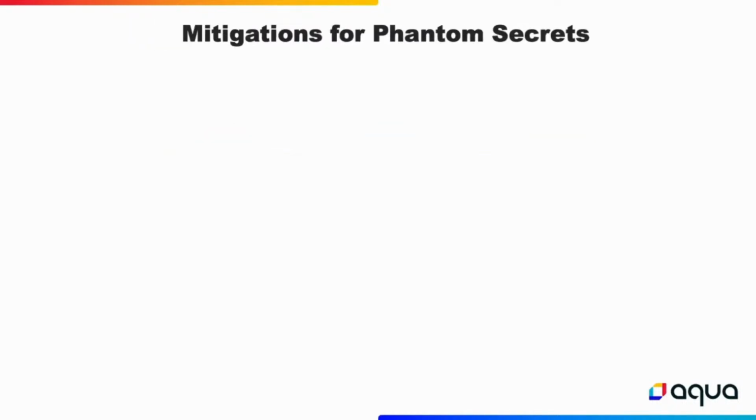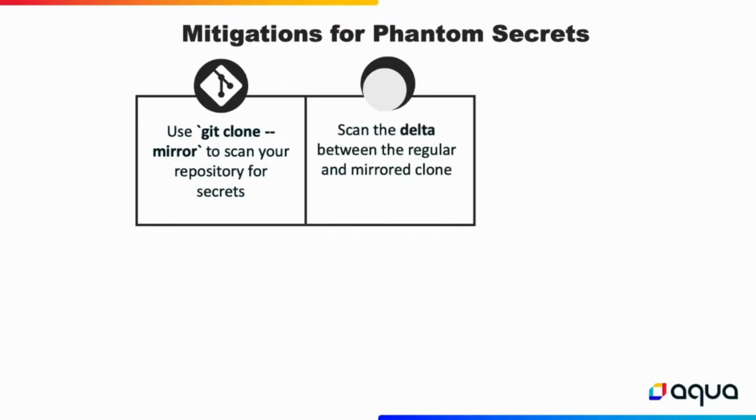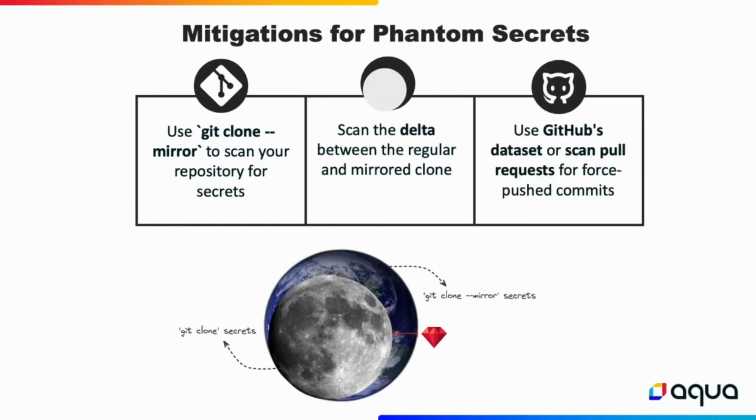To sum everything up, please use git clone --mirror to scan your repository for secrets. If you are scanning the mirrored version of your repository for the first time, we recommend scanning the differences between the regular and the mirror clones. This approach helps you to discover secrets that have not been discovered before. We also recommend using the GitHub dataset and other techniques shown to identify any exposed commits.